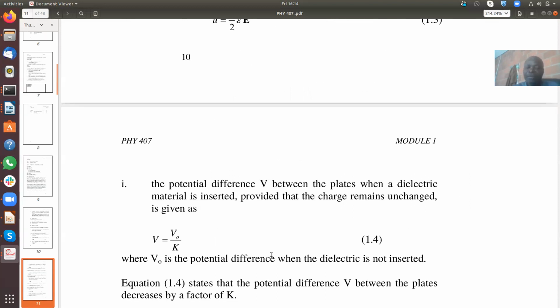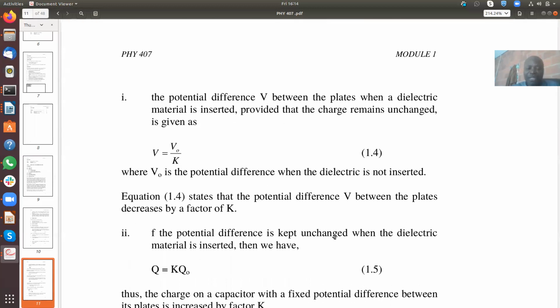Now, the potential difference V between the plates when a dielectric material is inserted, provided that the charge remains unchanged, is given as follows. Here we find a way to relate the potential difference between the plates when a dielectric material is inserted with respect to the dielectric constant. That gives us V is equal to V naught over K. V naught here is the potential difference when the dielectric is not inserted, while V is the potential difference when the dielectric is inserted. Which gives us equation 1.4. Equation 1.4 states that the potential difference V between the plates decreases by a factor of K.